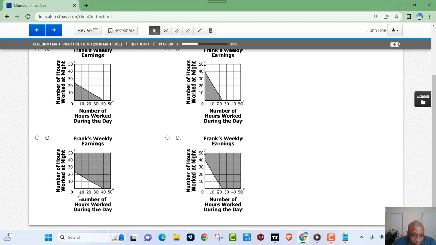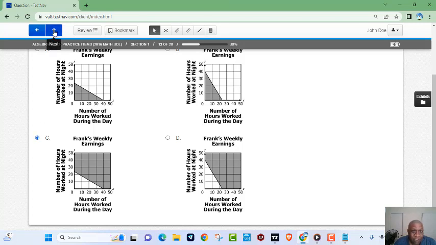All right, so here it looks like the number of hours during the day is 40 or more, and the number of night hours is 24. Well, yeah, it's C. It wouldn't be D, because D has it reversed. See, it has the day hours at 24 and the night hours at 40, so it's reversed. So it's C.